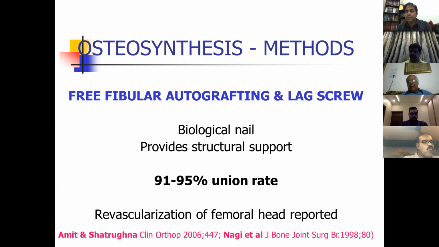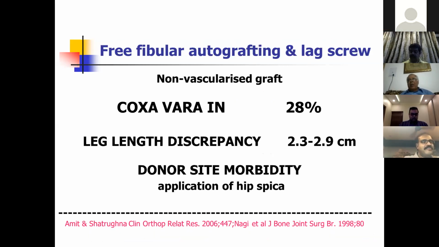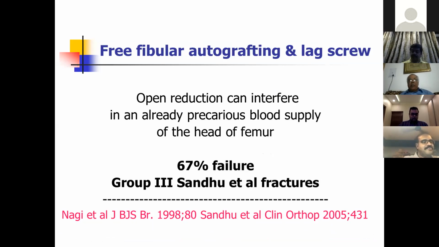It's a biological method. But the problem is coxa vara. Still, you can find coxa vara in 28% of the patients. There is leg length discrepancy up to 5 centimeters. And again, there is donor site morbidity. The limb from where you take the fibula, you have to give a second incision, and there is morbidity. That is why we say think of a method which corrects coxa vara, which gives you the neck shaft angle, which gives you limb length equalization.